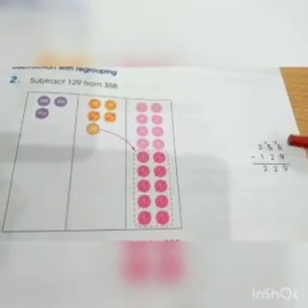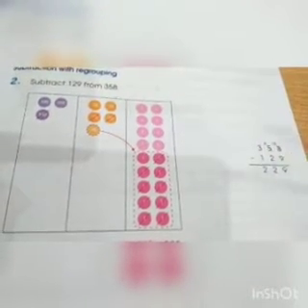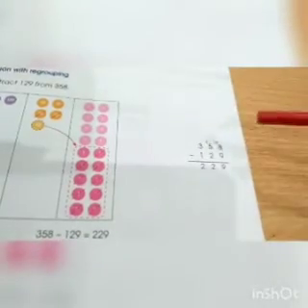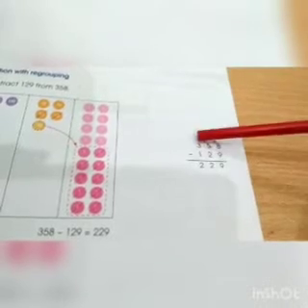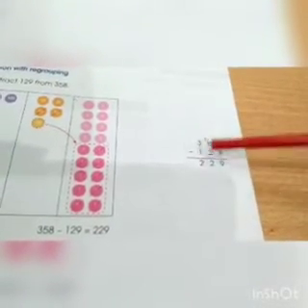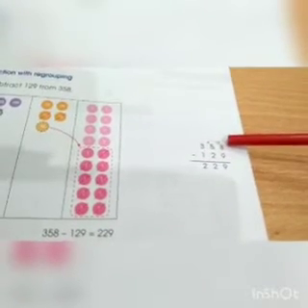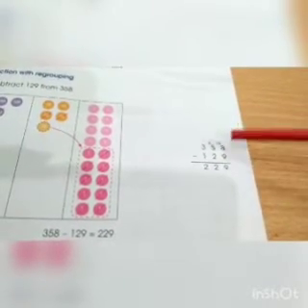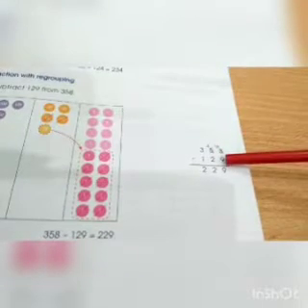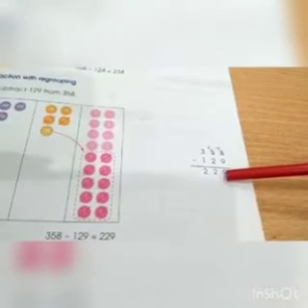8 minus 9. No, it can't be subtracted. We need to borrow from 5. Give me one of your 10s so I can be 18. Now you can take 9 away. 18 minus 9 is equal to 9.